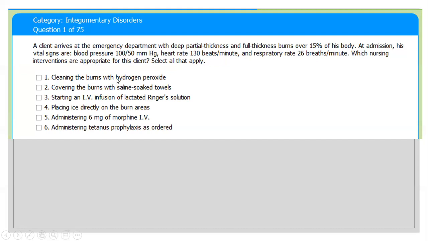Number 1, cleaning the burns with hydrogen peroxide. Number 2, cover the burn with saline. Number 3, starting an IV infusion of lactated Ringer's solution. Number 4, placing ice directly on the burn area. Number 5, administer 6 milligrams of morphine IV. And last one, administer tetanus prophylaxis if ordered. So select all that apply, more than one answer is correct.